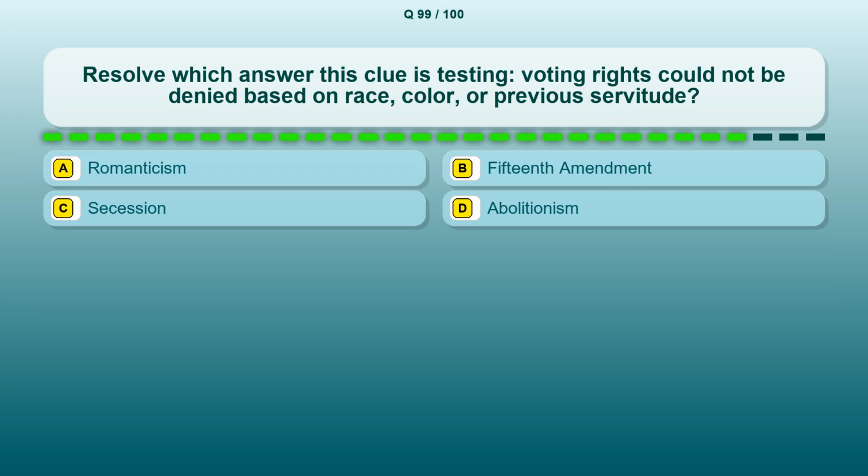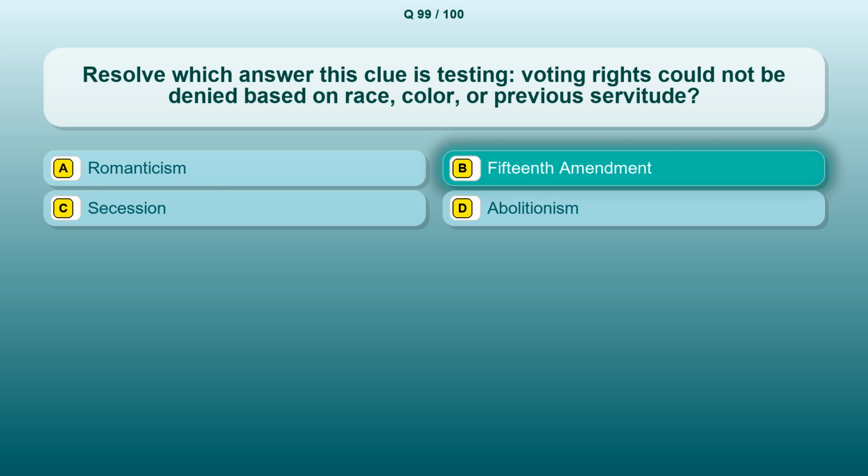Question 99. Resolve which answer this clue is testing. Voting rights could not be denied based on race, color, or previous servitude. Option A, Romanticism. Option B, 15th Amendment. Option C, secession. Option D, abolitionism.